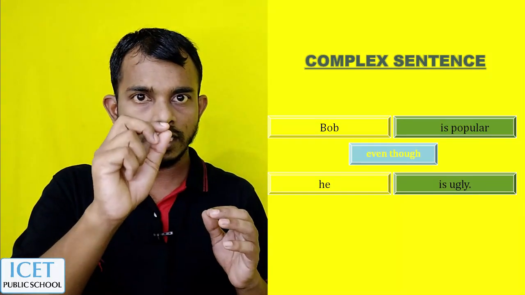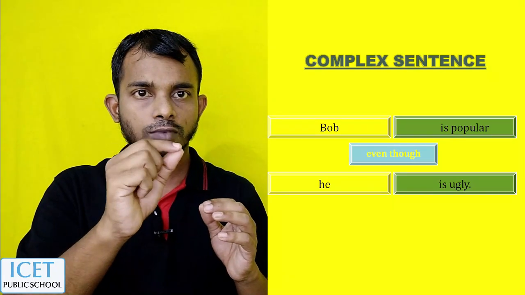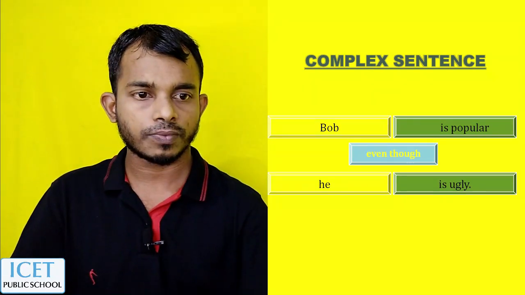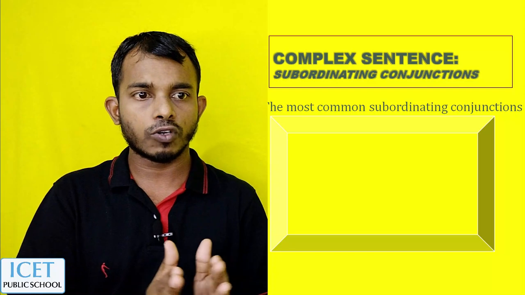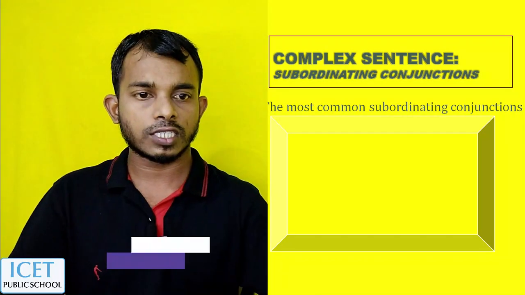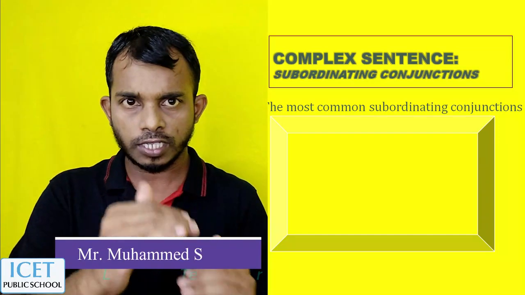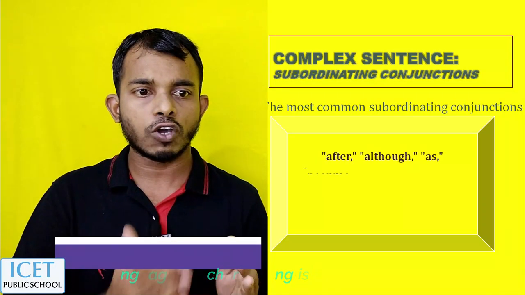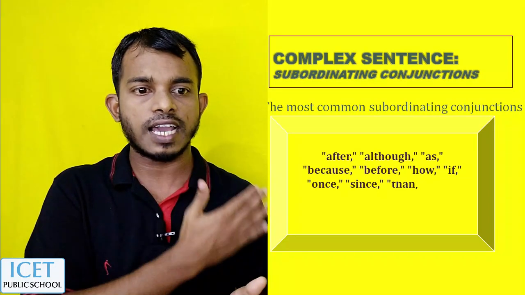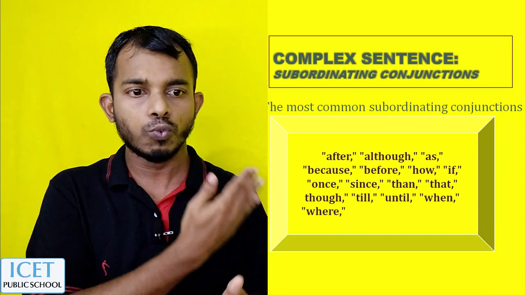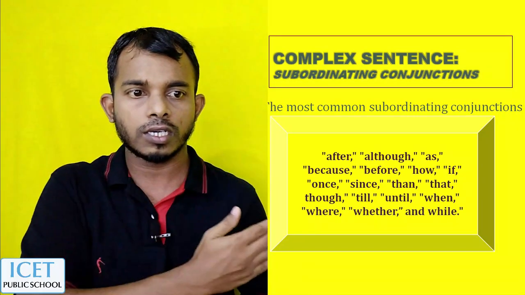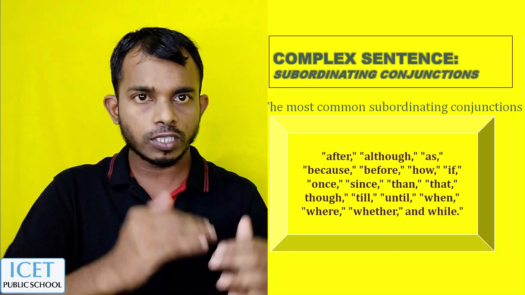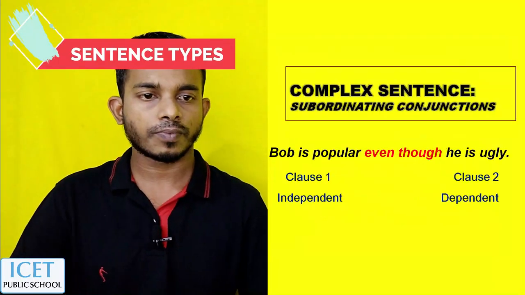Complex sentence, the identification mark is what? It will have two clauses. One can stand alone, the other one cannot stand alone. Complex sentences, subordinating conjunctions. Only the most common subordinating conjunctions I am listing here. Look here, we are going fast. After, although, as, because, before, how, if, once, since, than, that, though, till, until, when, where, whether, and while. These are the most common subordinating conjunctions. You can note them down. Using these we can make complex sentences.